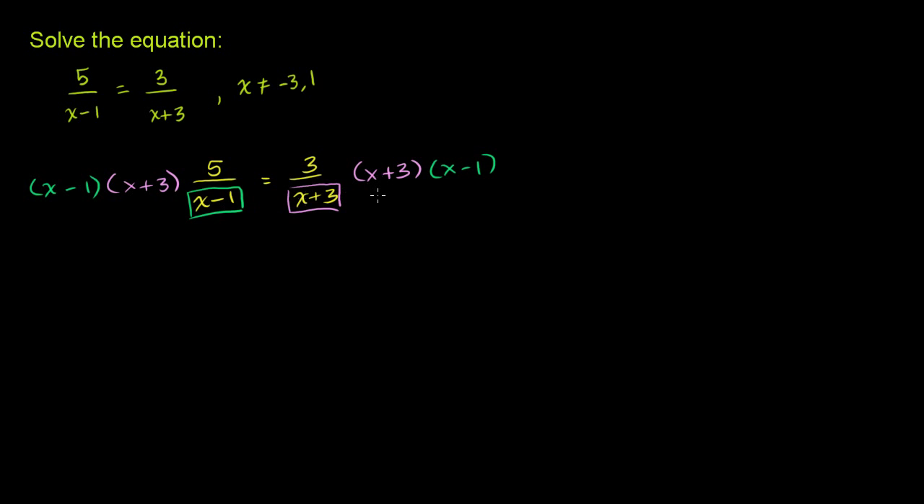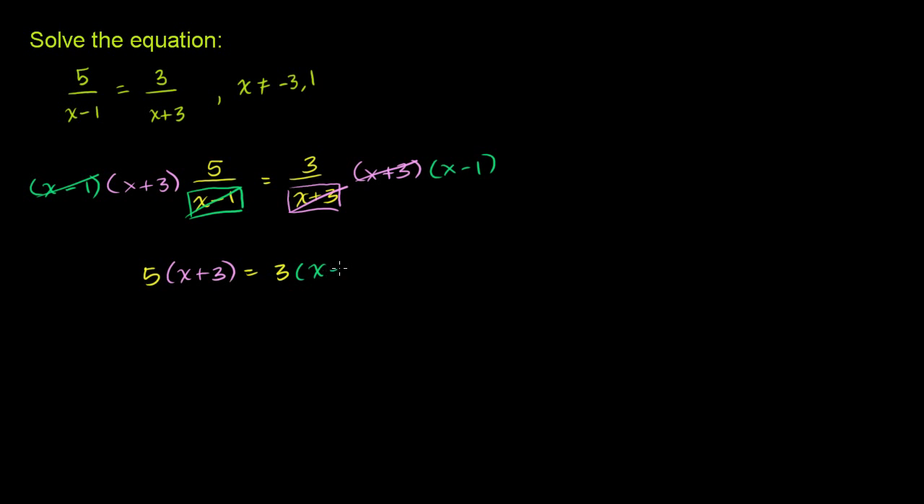Now, when we do this, what's going to happen? Well, the whole point of multiplying by x minus 1 is so that that cancels out with that. And the whole reason behind multiplying by x plus 3 is so that this cancels out with this. So we end up with 5 times x plus 3 is equal to 3 times x minus 1.